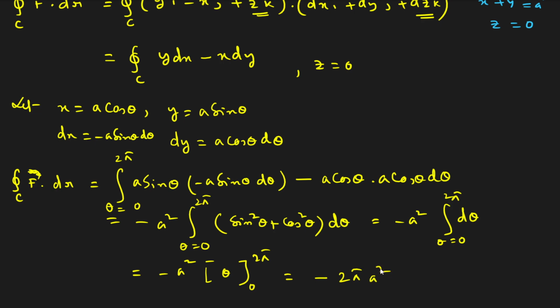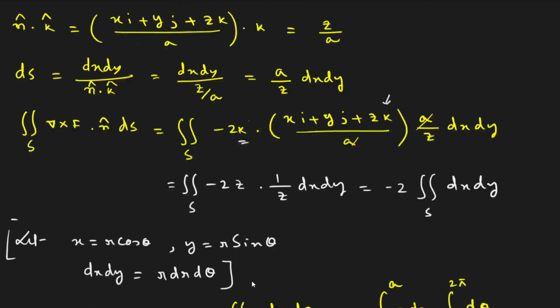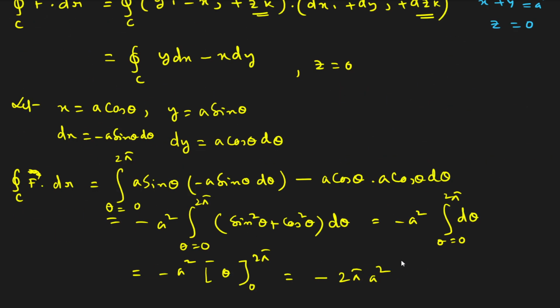Now see, exactly the same answer you have in this part. Here also you have minus 2 pi a square, and here also you see minus 2 pi a square. So that means Stokes theorem is verified. So the problem is very interesting. Yeah, a little bit lengthy because I am going very slow. Once you do the problem, then you'll see within 4 to 5 minutes you can do the sums.